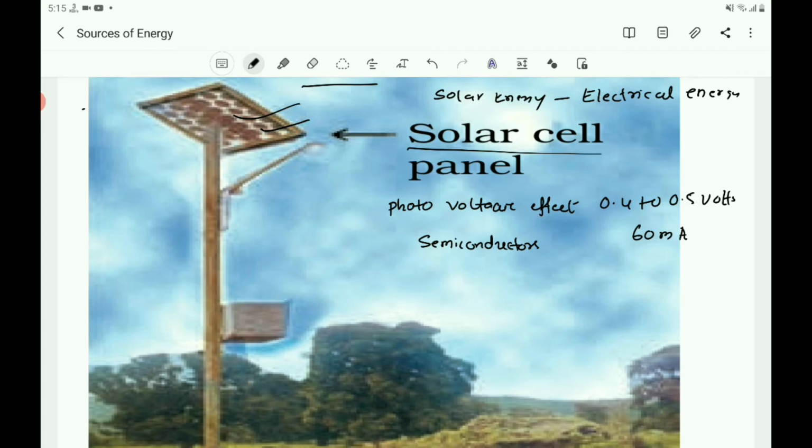The use of silver makes it expensive, but it increases the efficiency of the solar panel as it has very low resistance. Silver has low resistance, so it increases the efficiency of the solar panel.